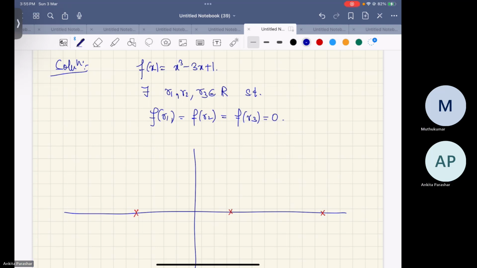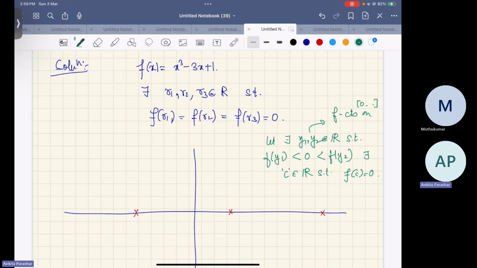So the hint is, if you can use the mean value theorem, it says that, okay, let me write this way. If you can find some y1, y2, so let there exist some y1, y2 in R such that f of y1 is less than 0, less than f of y2. The mean value theorem says there exists a c in R such that f of c is 0. This holds because f is continuous on some closed bounded interval. Anyway, you know that f is a polynomial, so it is continuous everywhere, on any domain. So yes, you can use this theorem.